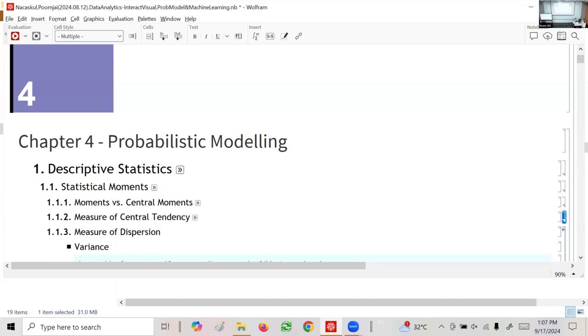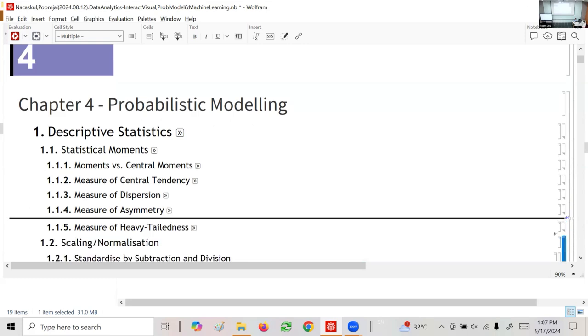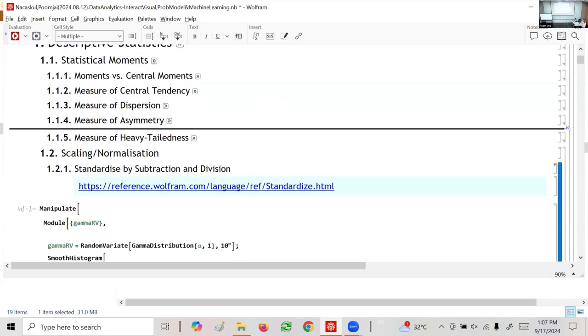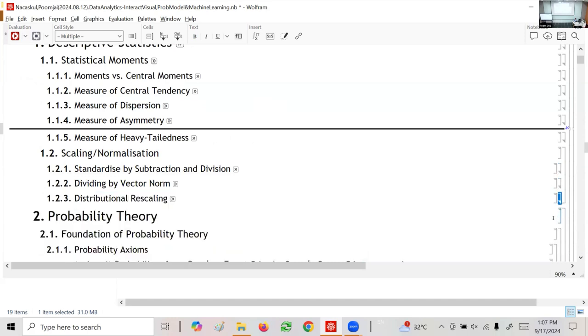So let me squeeze everything down and show you the highlight. Oops, should have done this. Okay, right.